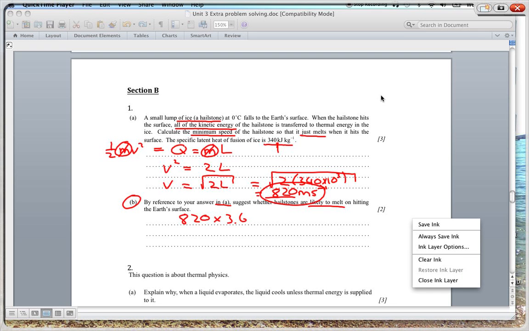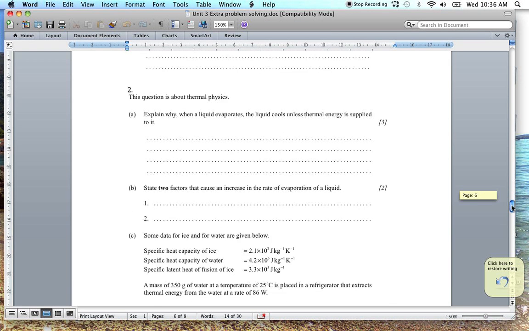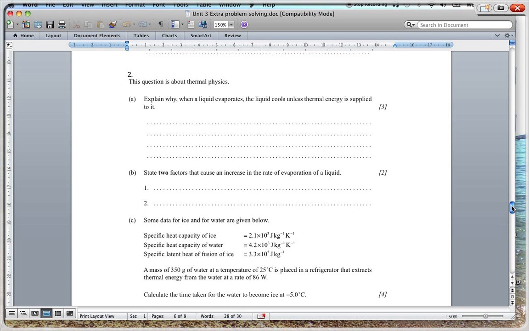Okay, going on to question 2 here. This is a question about thermal physics. Explain why when a liquid evaporates, the liquid cools unless thermal energy is supplied to it. Now we've got 3 marks here, so it's really important when you're doing this that you give all the information.